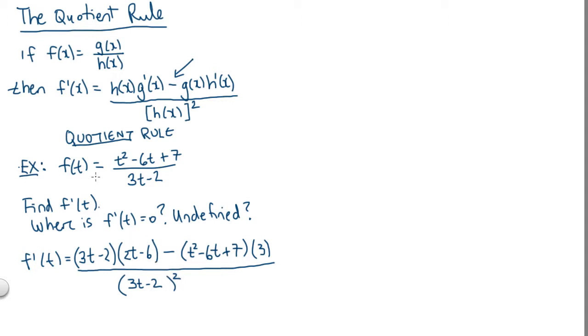Now, in order to answer the question of where this derivative is equal to 0, we will need to do a little bit more simplifying here. So let's see if we can simplify the numerator. We'll take a couple of steps to do that. And as for the denominator, this is already factored. So let's just leave it factored. There's no reason to expand this out.